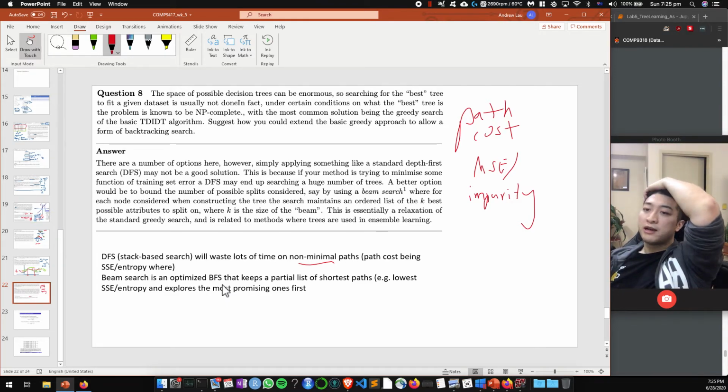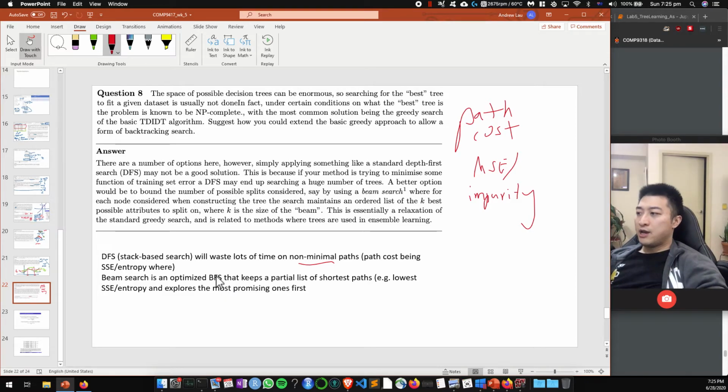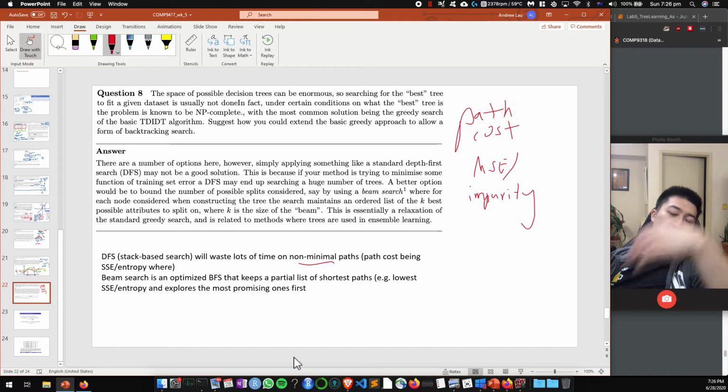But you can use a beam search, which is an optimized breadth first search, and what it does is it keeps a list. It's greedy in the sense that it prioritizes searching down the paths which have a lower path cost, or lower mean square error. A beam search is even more optimized in this case. It only keeps a list of the top N, say, paths to search down. But you can think of these as some sort of tree search, with a path cost of mean square error and impurity.